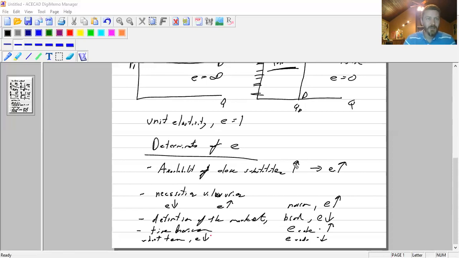But if you think over a much longer time horizon, if the price of gas goes up, then we can develop alternatives over time. Like I said, people can move in closer to where they work. We can develop better public transportation systems. We can develop better bike paths. We can buy more electric cars, whatever. Over the longer term, people are going to be more responsive to a change in the price of gas because they have time to develop those alternatives. So in the short term, the elasticity will be lower. In the long term, the elasticity will be higher. I hope that makes sense.